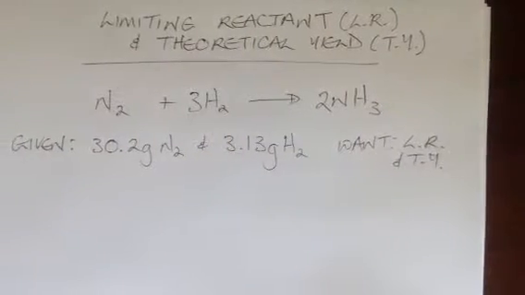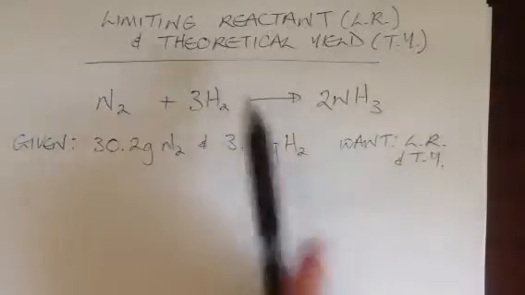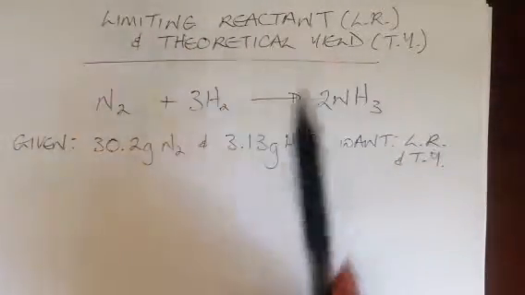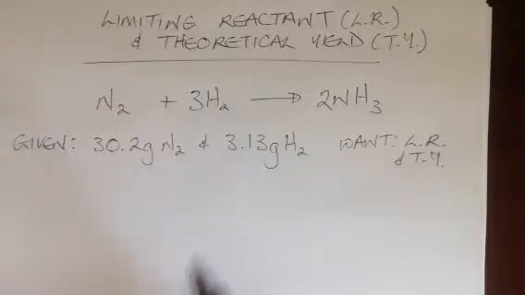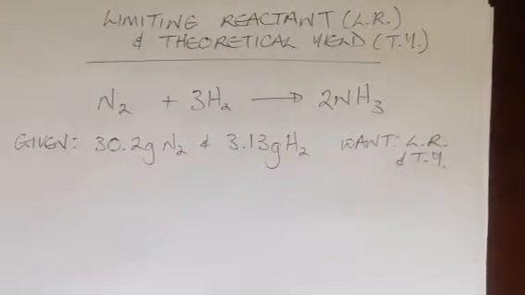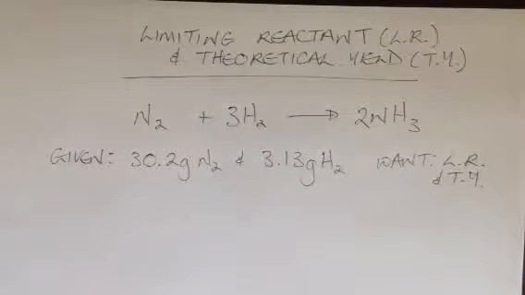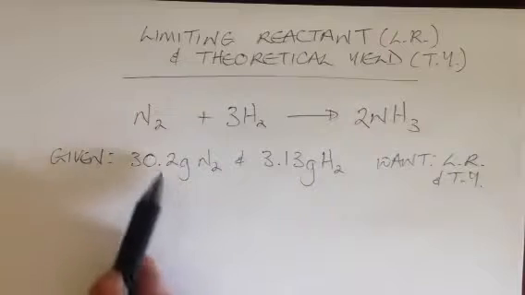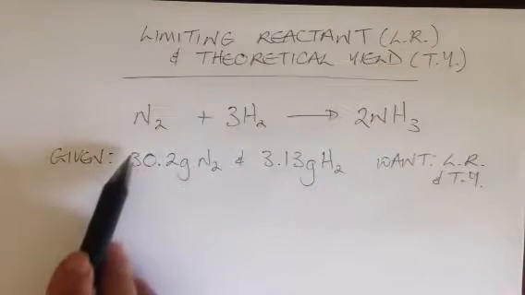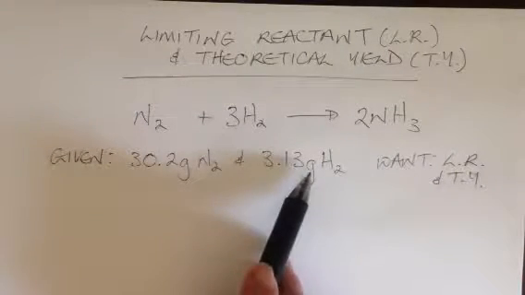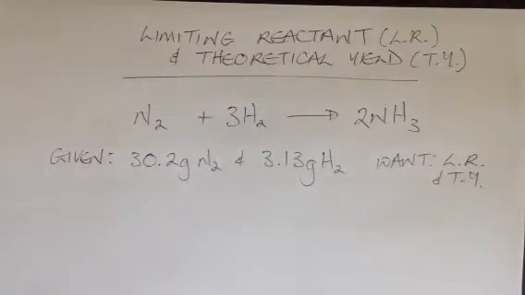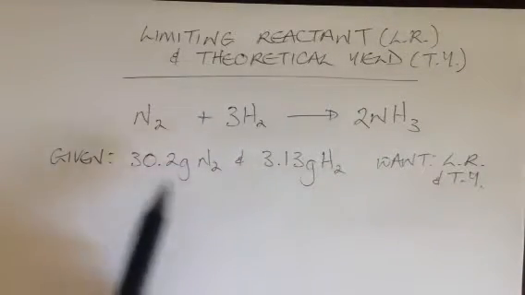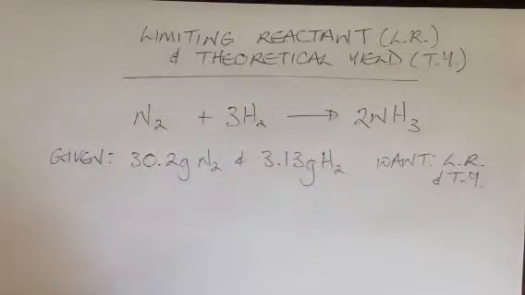The maximum amount that we can make is called the theoretical yield, and the reactant that limits us to that amount is called the limiting reactant. So let's try one of those problems. Now remember, the way we do it is we do a separate calculation for each reactant. So we do a calculation using up all of the nitrogen, and while we're doing that, we ignore the hydrogen. Then we do a calculation using all of the hydrogen, and while we're doing it, we ignore the nitrogen.